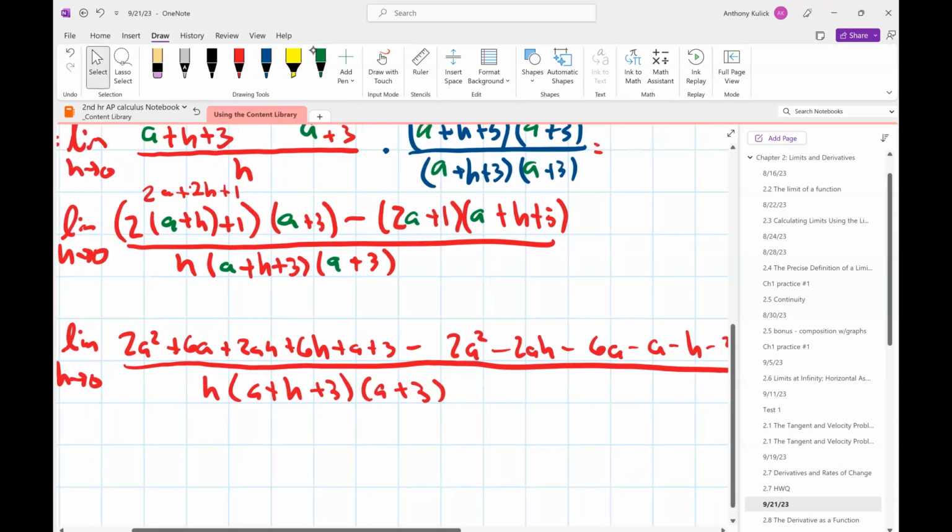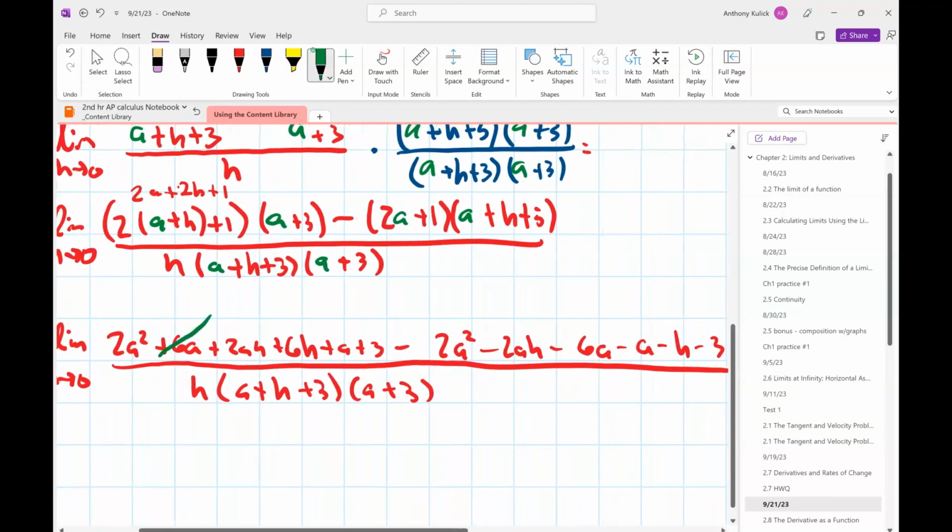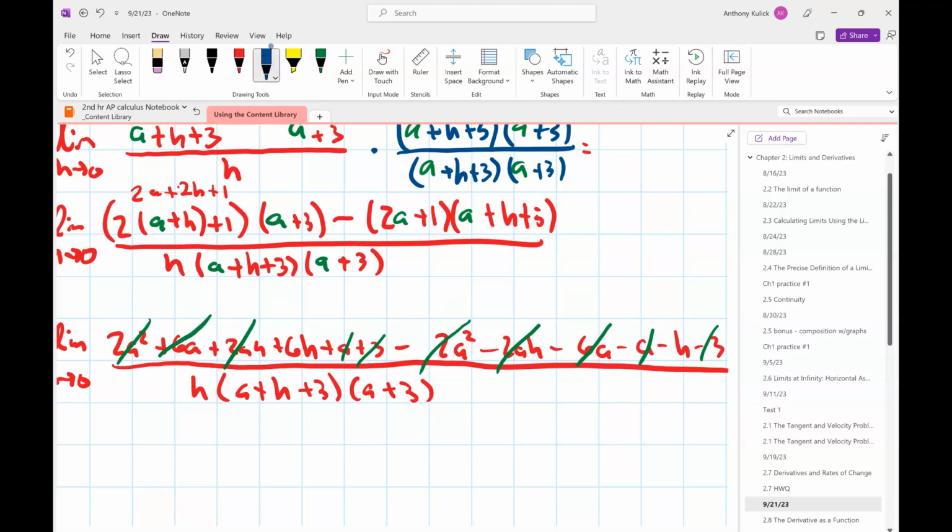Okay, let's look to see if there are some like terms that we can combine. So I have a 6a and a negative 6a. I have an a and a negative a. I have a negative 3 and a positive 3. I have a negative 2a and a positive 2a. And then I have a negative 2ah and a positive 2ah. So I'm left with 5h on top, right? So reduce those h's.